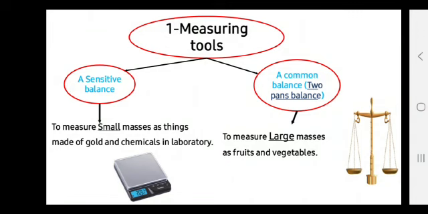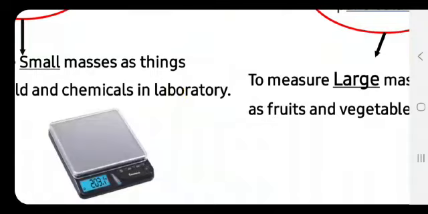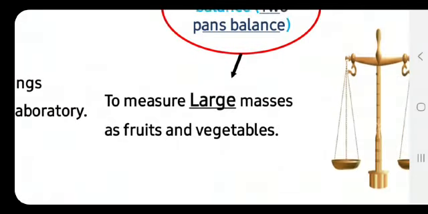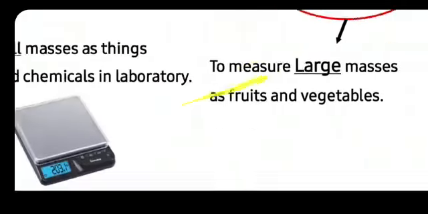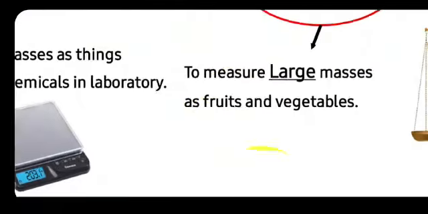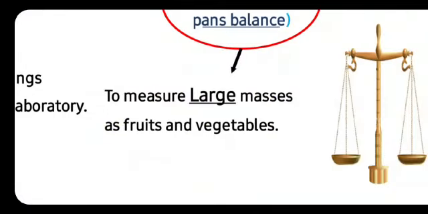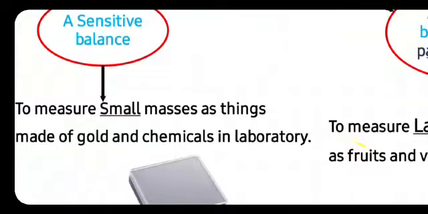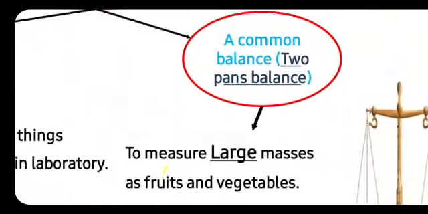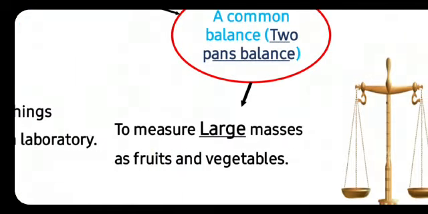And the common balance is used to measure large masses like fruits and vegetables. This is a picture of the sensitive balance and this is a picture of the common balance. Sensitive balance to measure small masses, but common balance to measure large masses like fruits and vegetables.